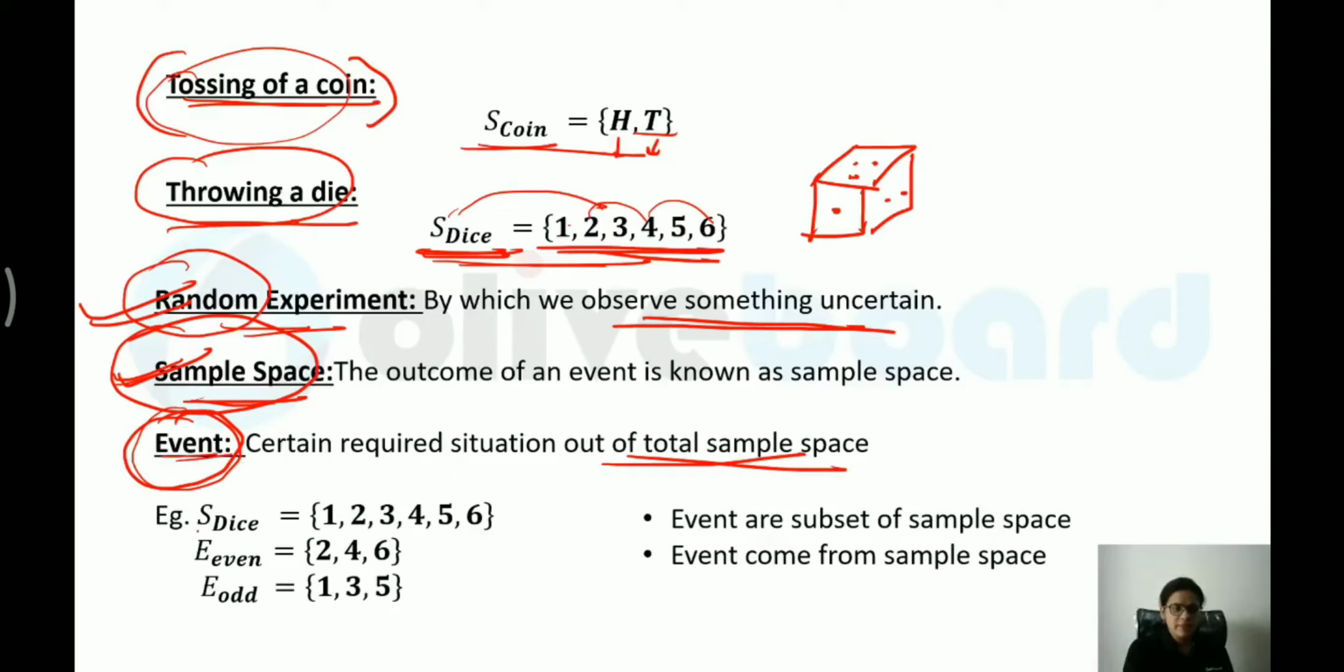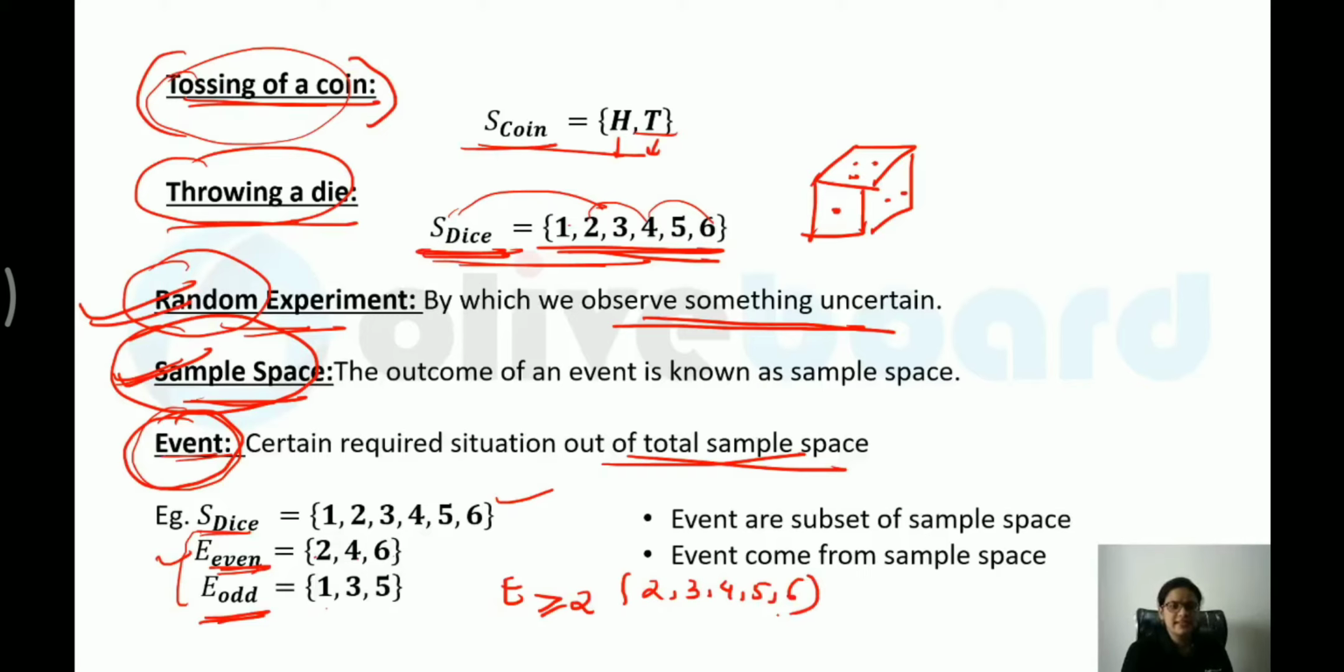For example, I have written the sample space of a dice. Now what event do I want? I show the event by E. Event of getting an even number: even number means 2, 4, 6. Event of getting an odd number: 1, 3, 5. Event of getting greater than or equal to 2: what all are possible? 2, 3, 4, 5, 6. Likewise, you can try any combination.